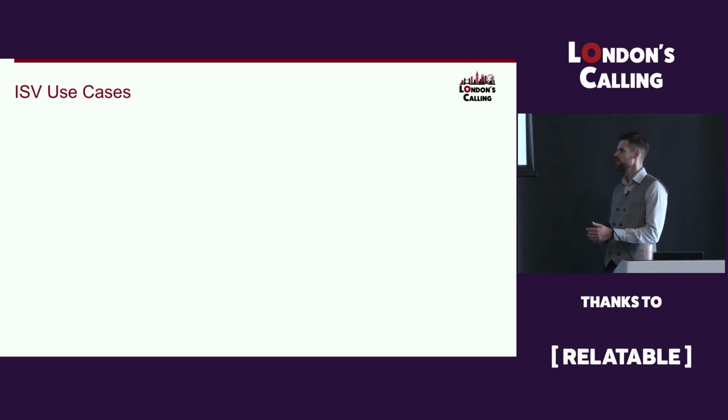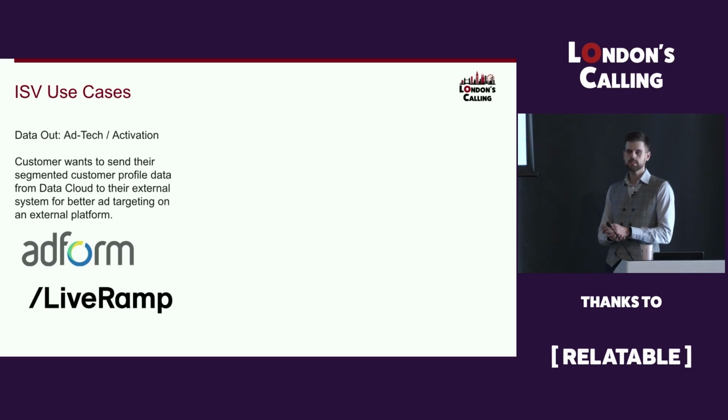So, what are the typical use cases for ISVs? Luckily, only 3 of them are really common in the ecosystem. First, you want to take data out of Data Cloud. That's what we did for AdForm and LiveRamp. Our customers already have external platforms related to ad targeting, and to better serve their customers, they want to take data existing in Data Cloud and upload it to these external systems.